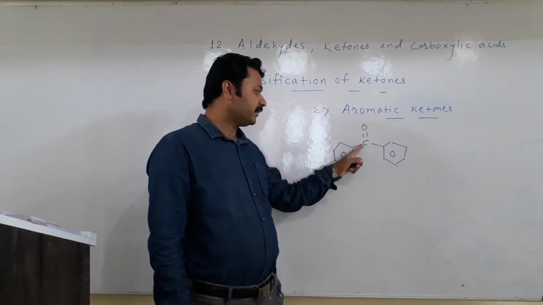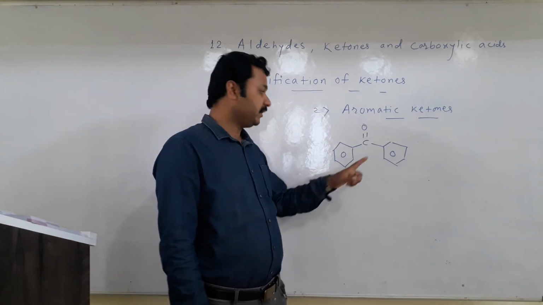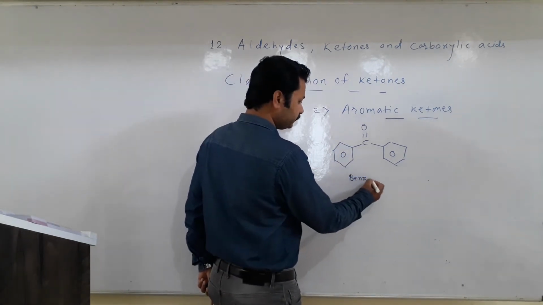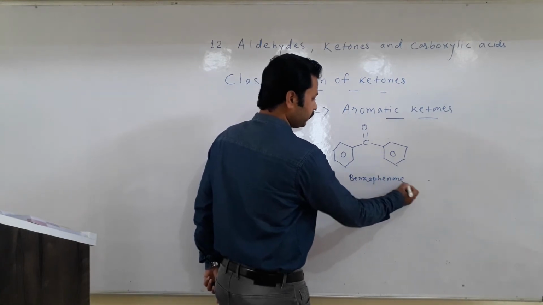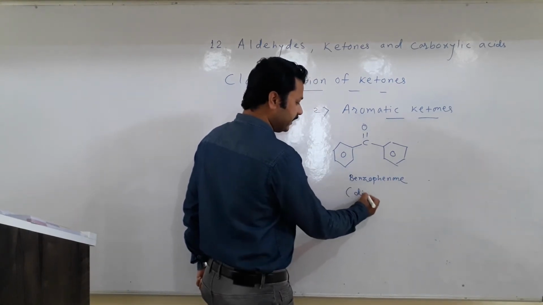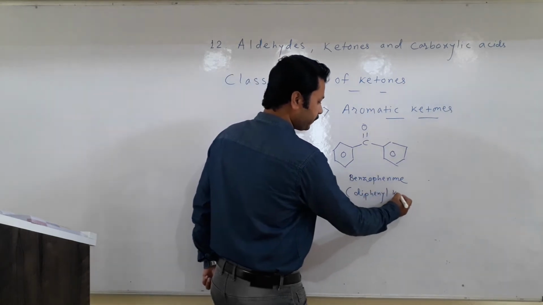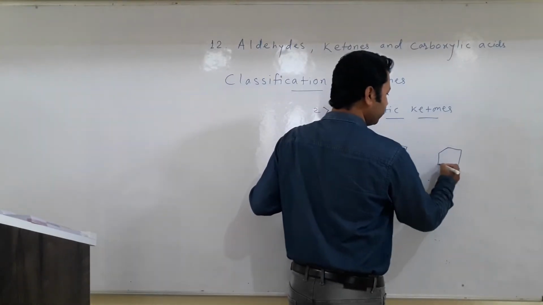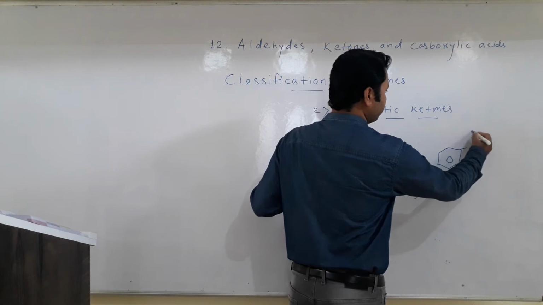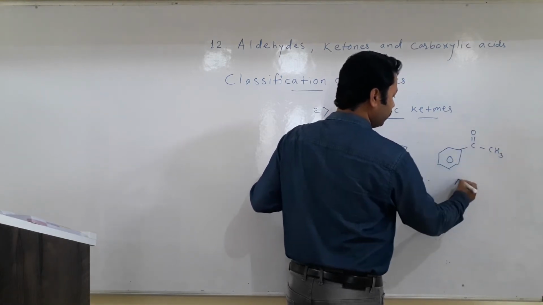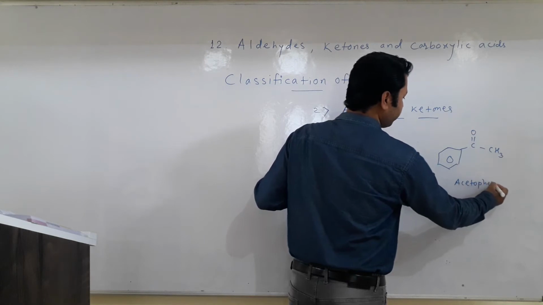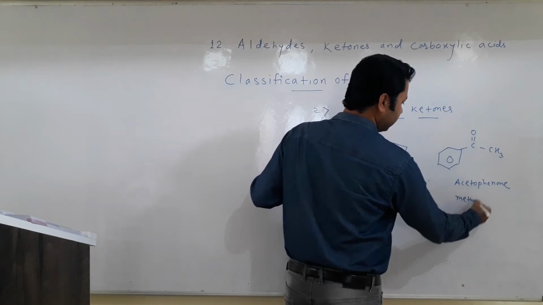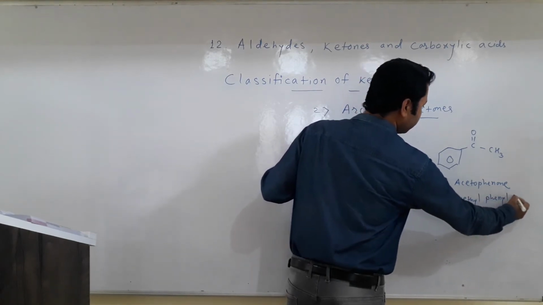In this, carbonyl group is attached to two aryl groups, means two aromatic rings. It is known as benzophenone, or it is also known as diphenyl ketone. Second example, it is known as acetophenone. Methyl phenyl ketone.